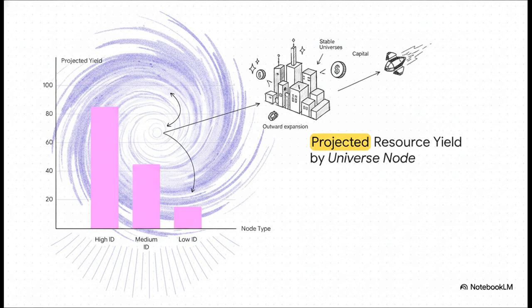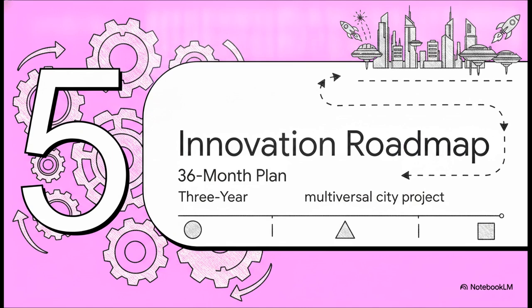To put some numbers to that expansion, our projected resource yield by universe node categorizes these targets into high, medium, and low information density. By mapping our growth directly to those high-density areas we pinpointed in our initial heat maps, we can absolutely maximize our return on investment. We're going to target the most stable, resource-rich universes first, securing immense capital to fuel our continued outward expansion. So, how do we execute this?